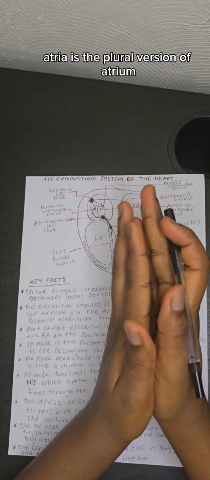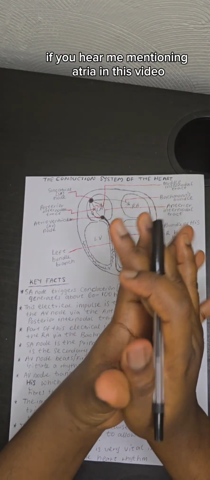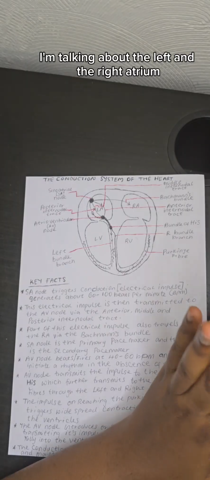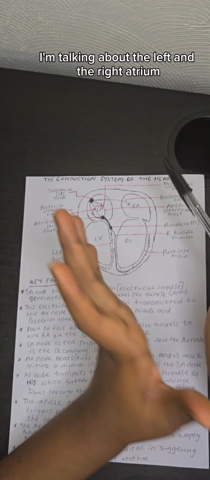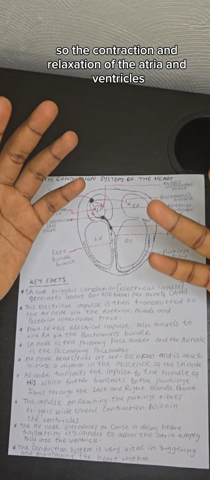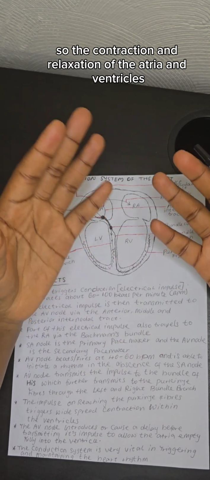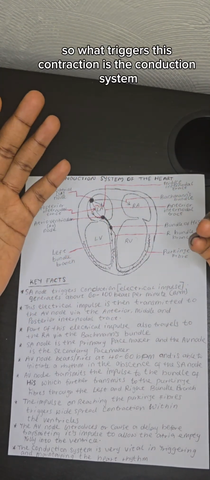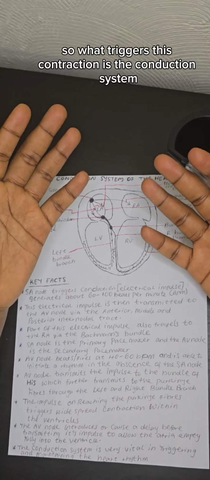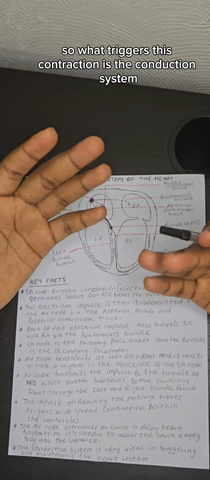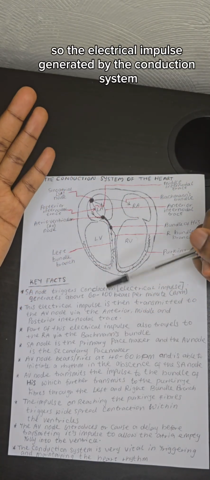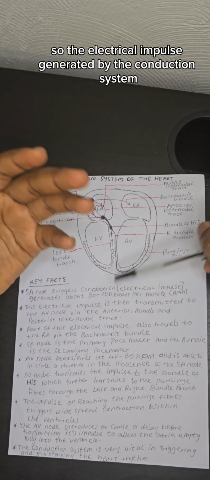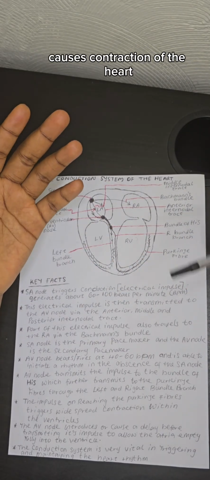Atria is the plural version of atrium. If you hear me mentioning atria in this video, I'm talking about the left and the right atrium. So the contraction and relaxation of the atria and ventricles is what is called the heartbeat. So what triggers this contraction is the conduction system. So the electrical impulse generated by the conduction system causes contraction of the heart.